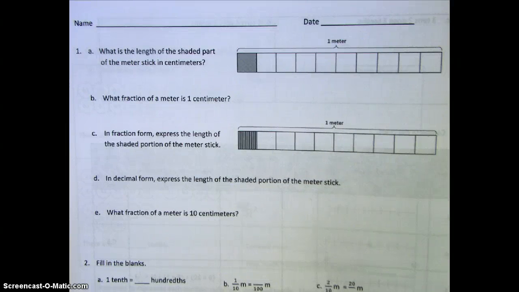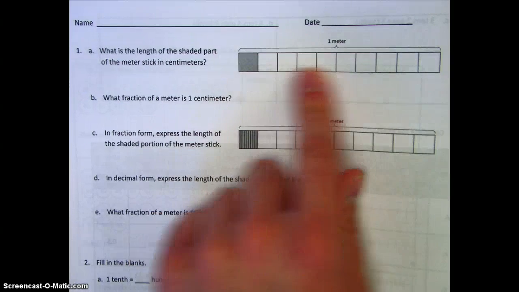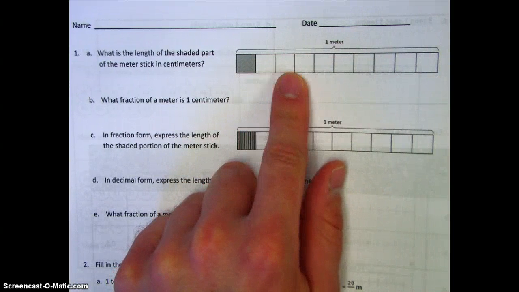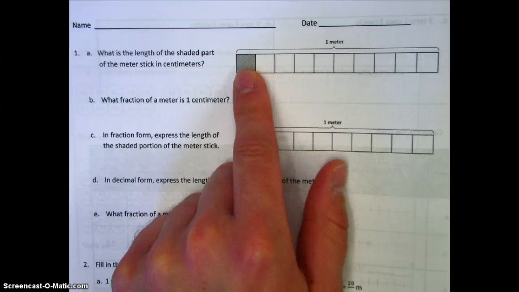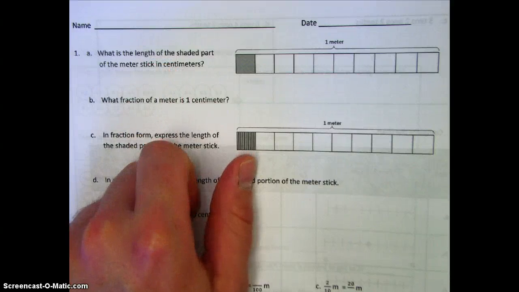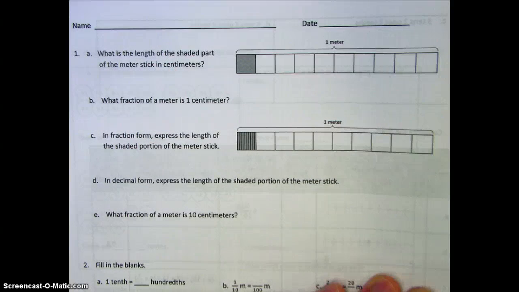So taking a look at number 1, we can see a tape diagram here representing 1 meter. And we can see that it's been divided up into 10 sections, and one of those sections has been shaded in. Okay. So we take a look over here and it says, what is the length of the shaded part of the meter stick in centimeters?